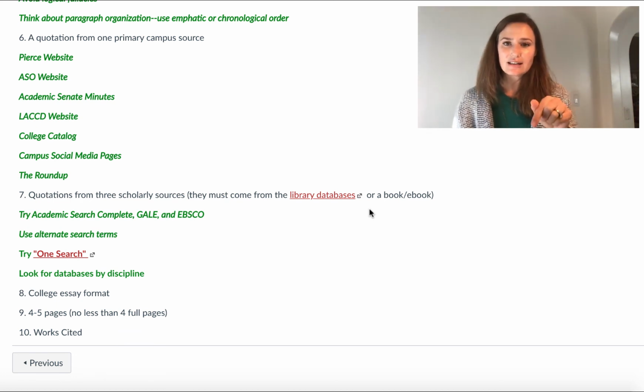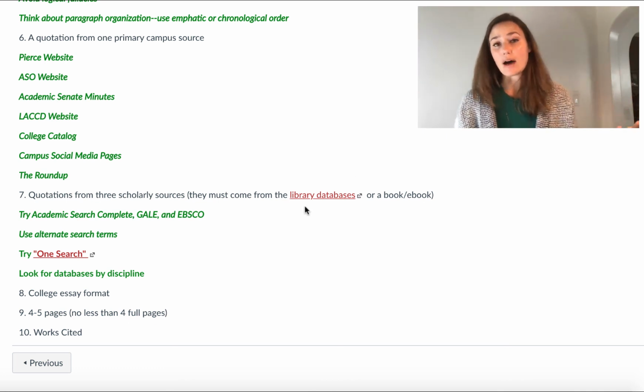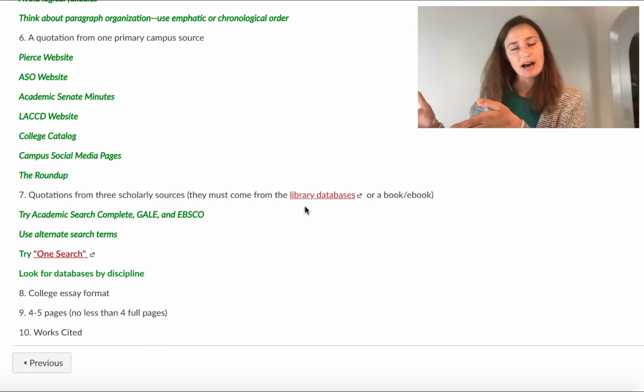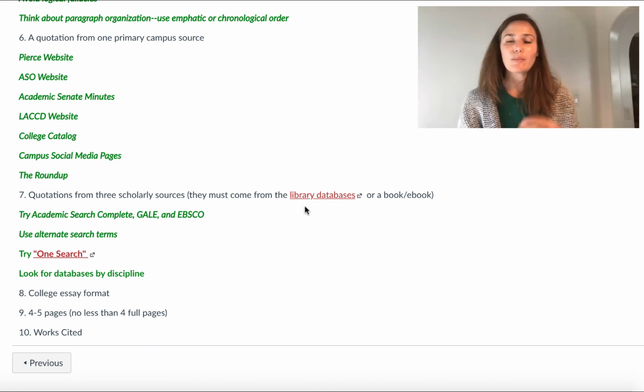You might also have luck looking at discipline-specific databases. So when you click that database link that I've included right here, the librarians at Pierce have listed the databases in alphabetical order, but they also list the databases by subject. So they give you databases that will be really helpful for different disciplines. Now, this is an English class, but since this essay is a proposal essay about some sort of campus policy or campus procedure, you might want to try using the education databases that are listed.